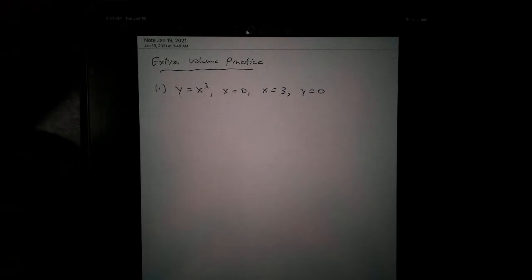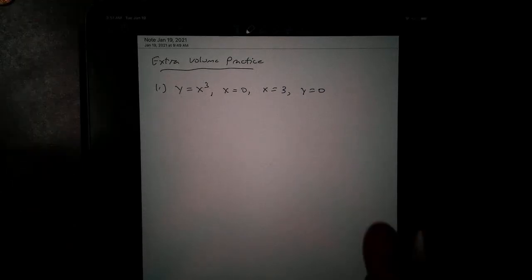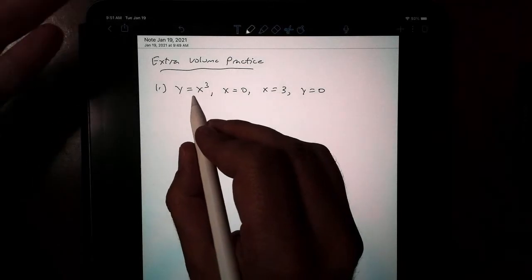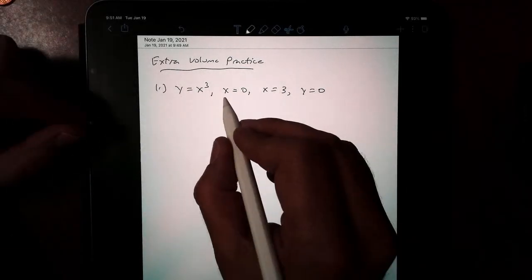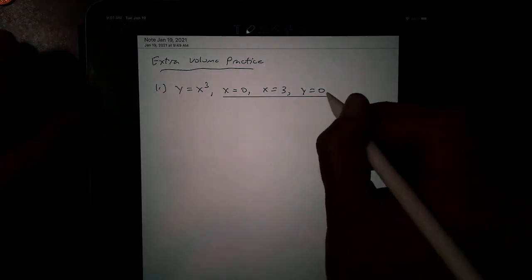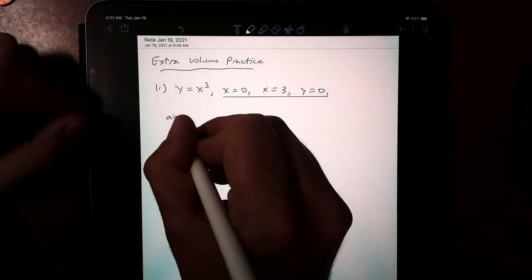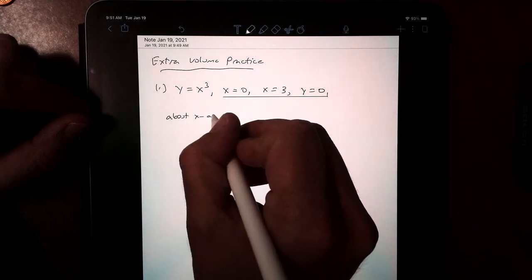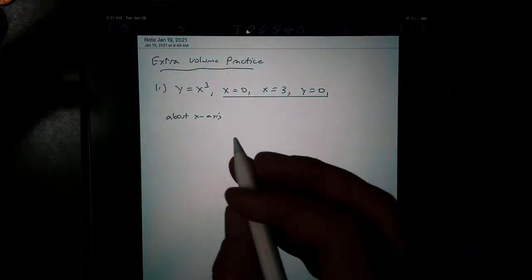Hey, welcome back. Let's do a few extra problems finding volume. So let's say we have the function y equals x cubed, and our domains are given by x equals 0 to x equals 3 and y equals 0. And let's say we want to revolve this about the x-axis, and we want to find that resulting volume.